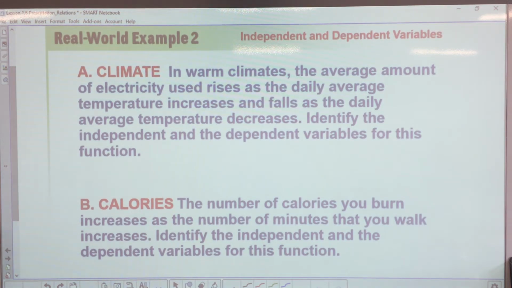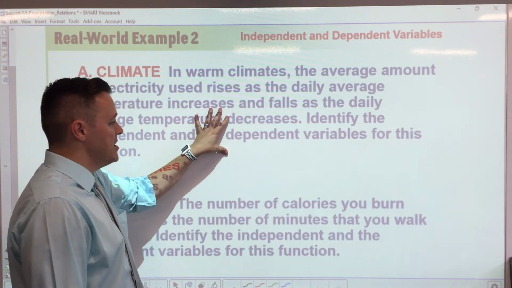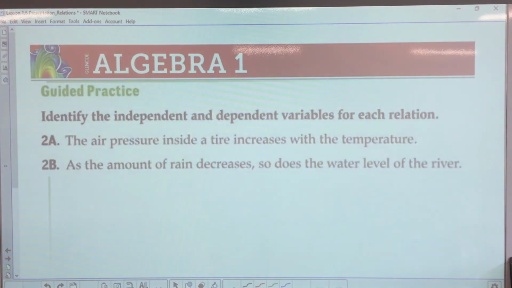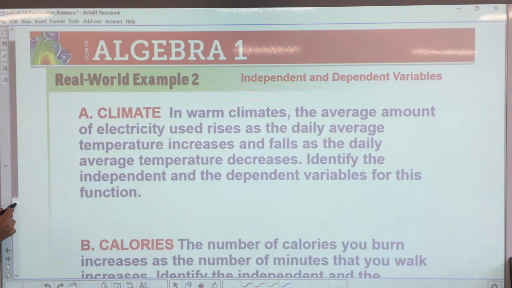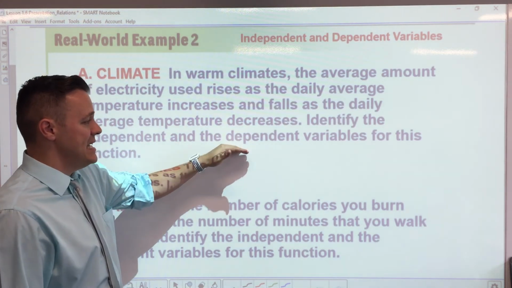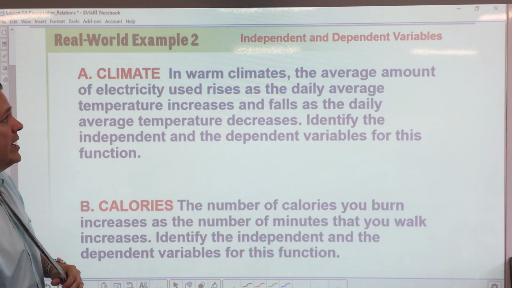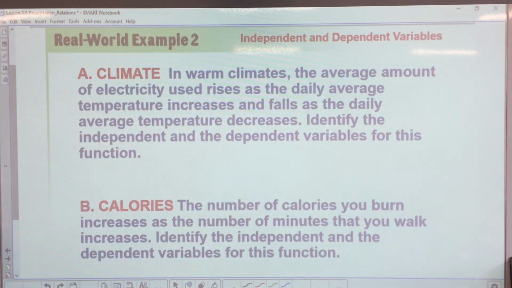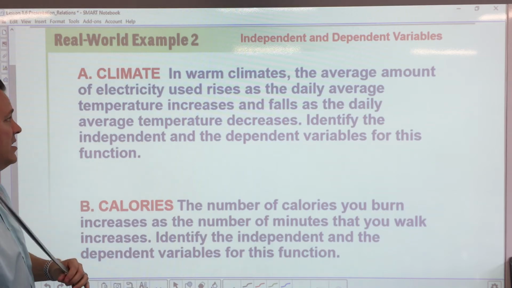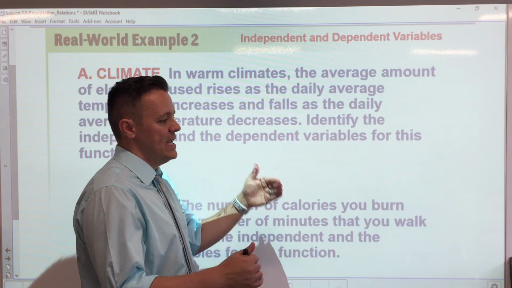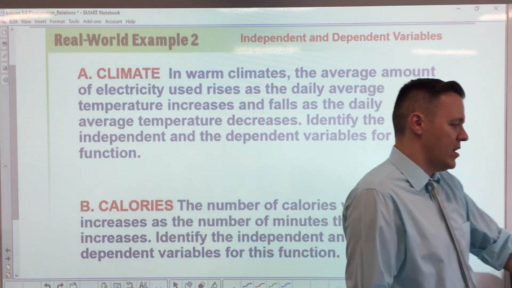All right, independent, dependent variables. On this exercise here, ladies and gentlemen, it talks about warm climates, average. Okay? Let's just identify the independent and dependent variables for this function. All right, average amount of electricity used rises as the daily average of the temperature increases and falls as the daily average temperature decreases. So what is the independent and what is the dependent variable?